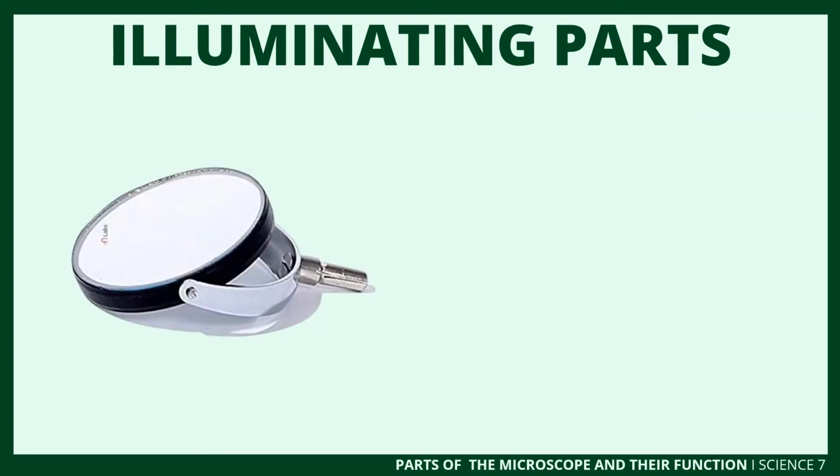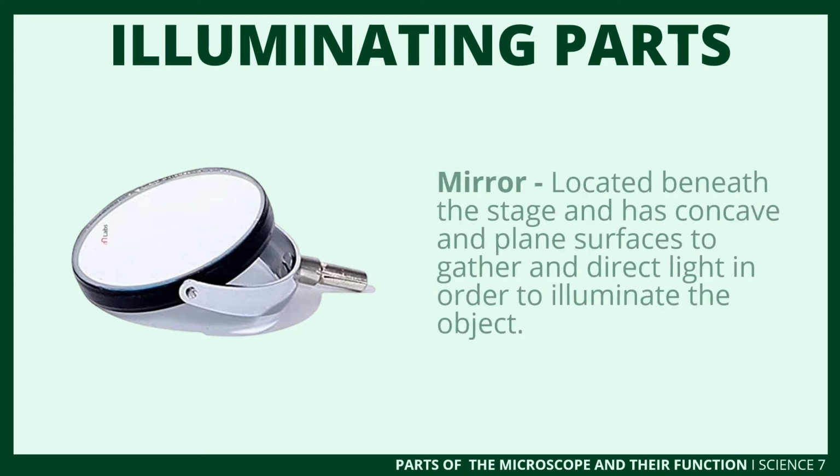Now, let's move to the illuminating parts of a microscope. Mirror allows you to direct ambient light up through the hole in the stage and illuminate the specimen without electricity. If you are using other types of microscope, instead of a mirror, it uses a light bulb to illuminate the object being observed.